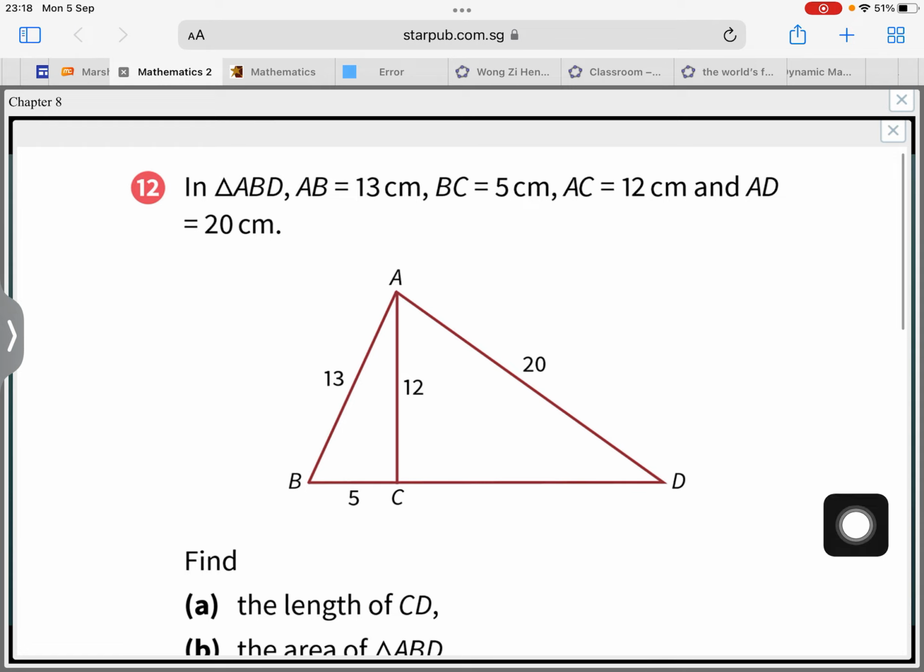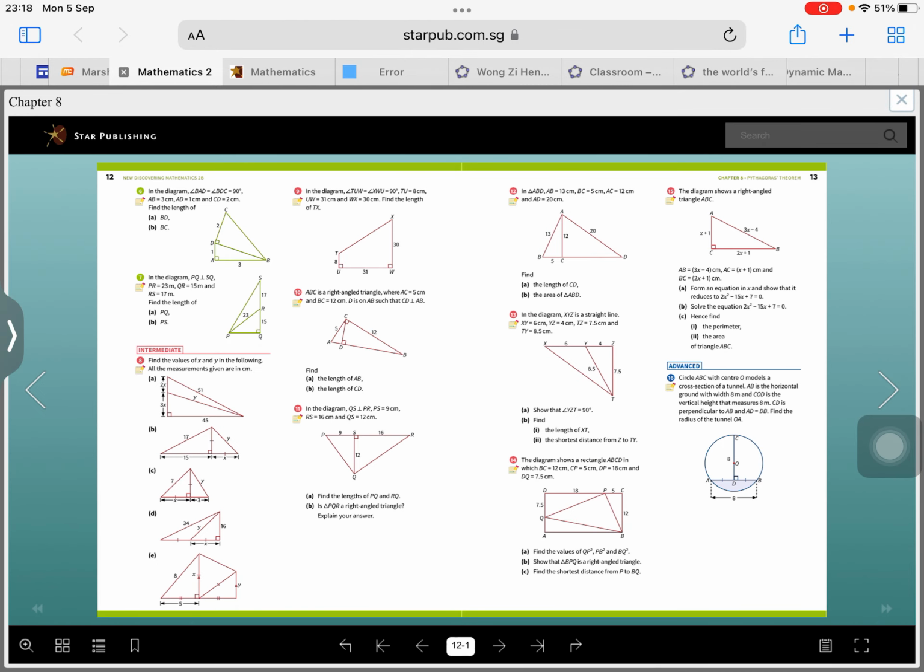So half times this times this. I can't use half times 13 times 20 because I don't know whether this is a right angle. If I want to do that, I still need to prove it, so it will become a longer step. Okay, so that is question 12. Move to question 13.